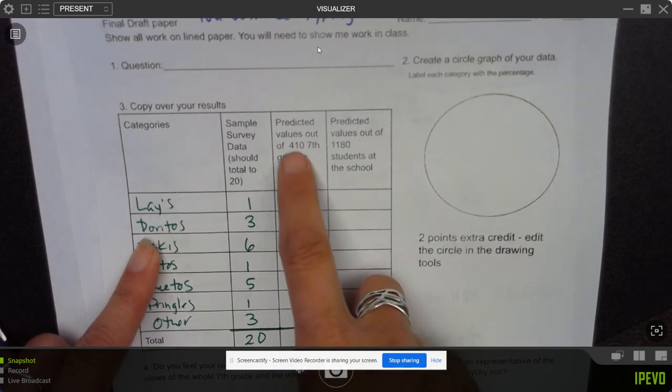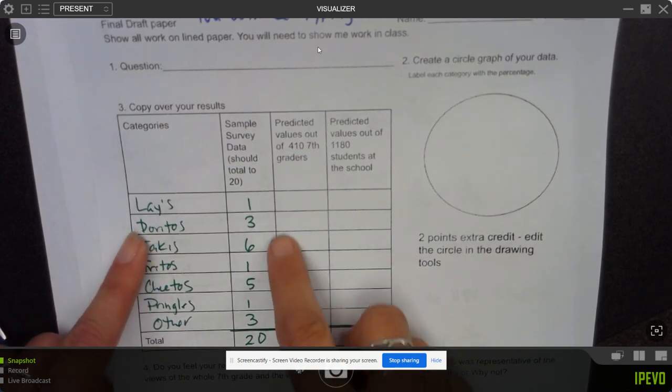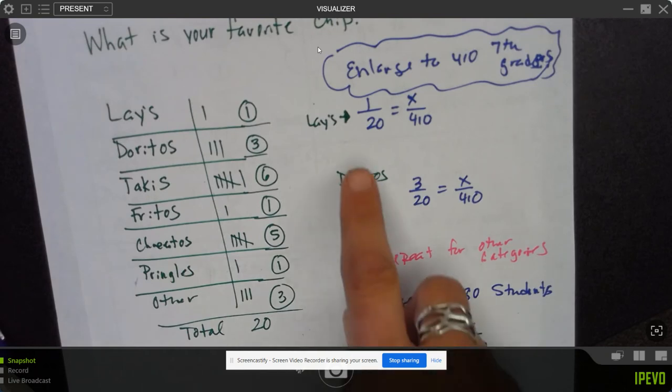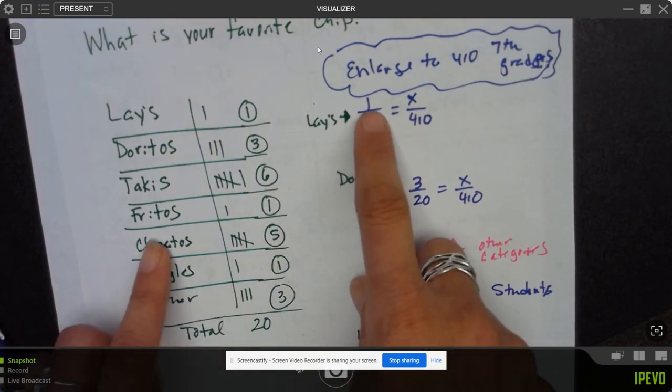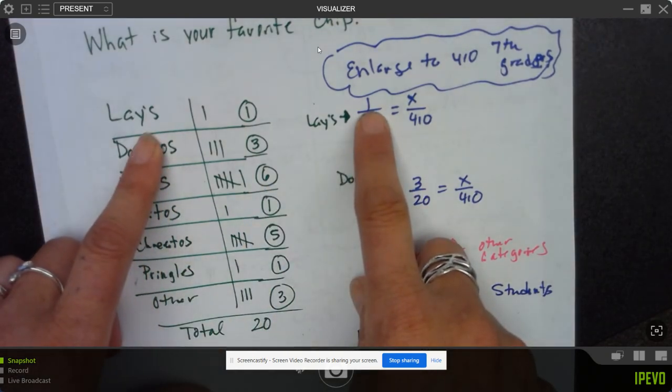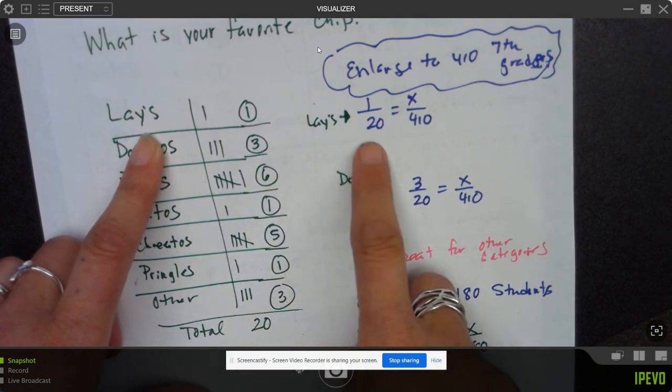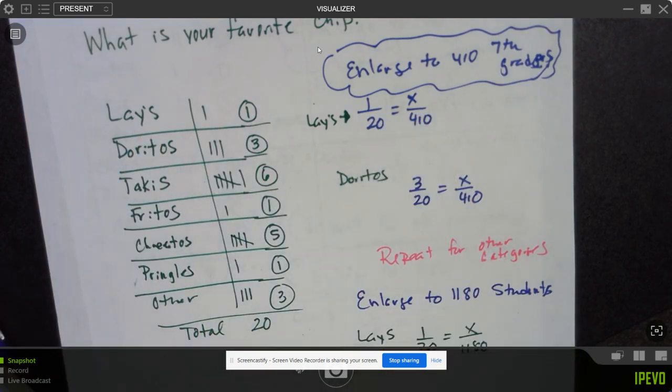In order to enlarge this to out of 410 students, I'm going to need to get some scratch paper out and I'm going to need to do these 7 problems right here. This is really 7 different problems. So over here, I have created my fraction of the students who liked Lay's. So 1 out of every 20 like Lay's, and I'm enlarging that to out of 410.